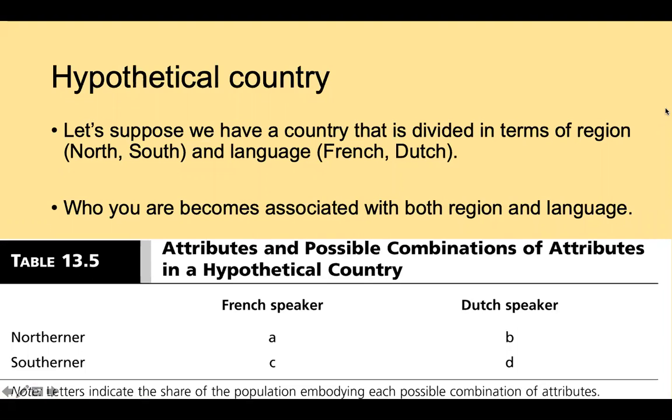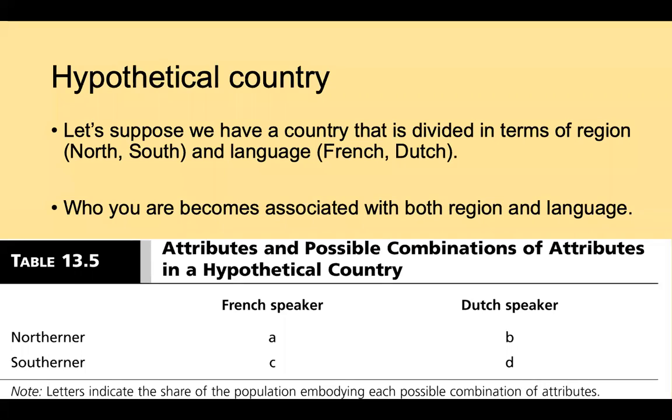So let's take a hypothetical and think about a hypothetical country that is divided in terms of region and in terms of language. In this case, we have two attributes. We have region and language. North and South are the attribute values for region. French and Dutch are the attribute values for language. Now, when we have these two attributes and these four values, we have together four possible combinations of attributes.